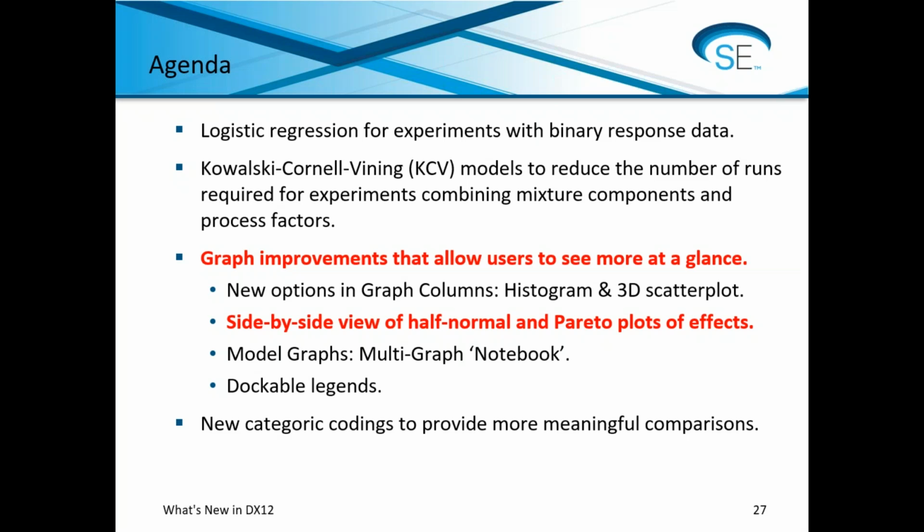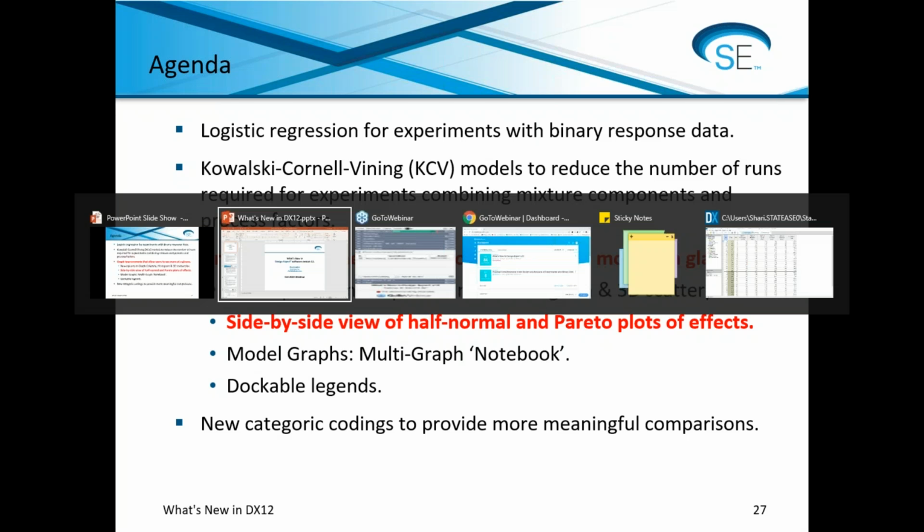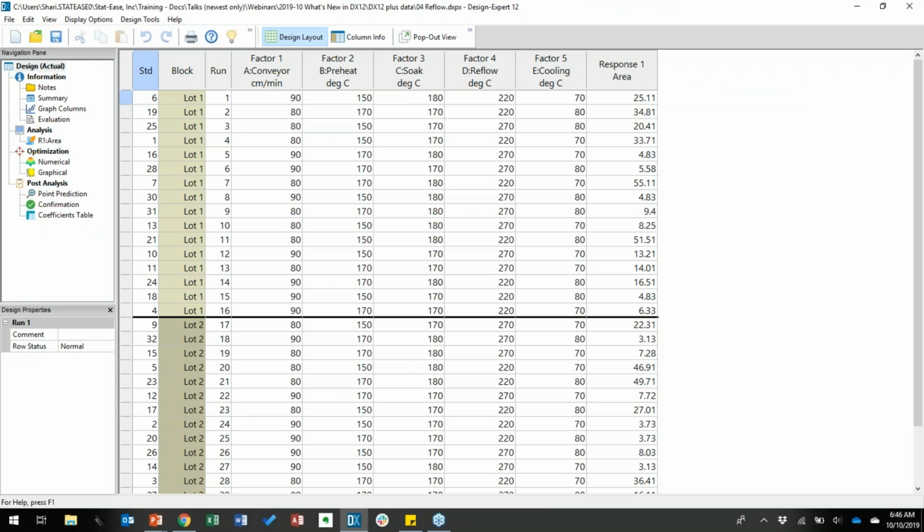Okay, so at this point I'm actually going to pull up Design Expert. I have a simple two-level factorial design. One of the difficulties of analyzing factorial designs is that the advanced regression tools that work so well with response surface designs don't work well when you have just two levels for a factor. So we rely instead on graphical tools.